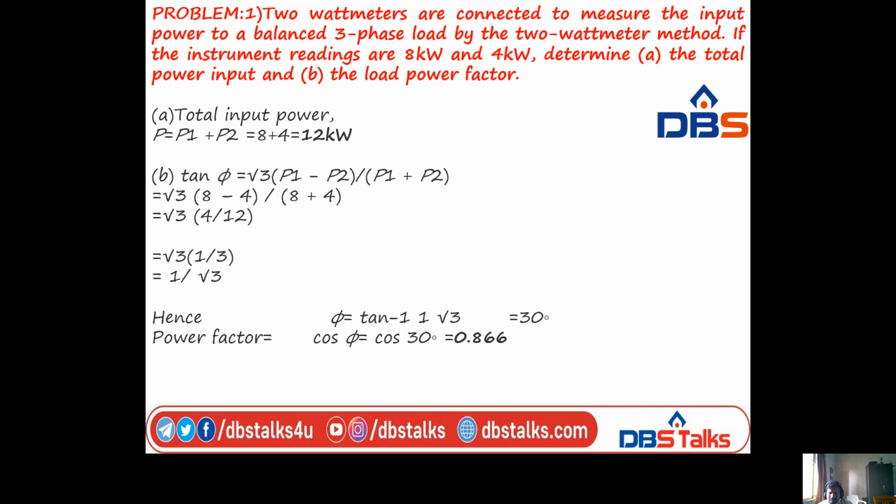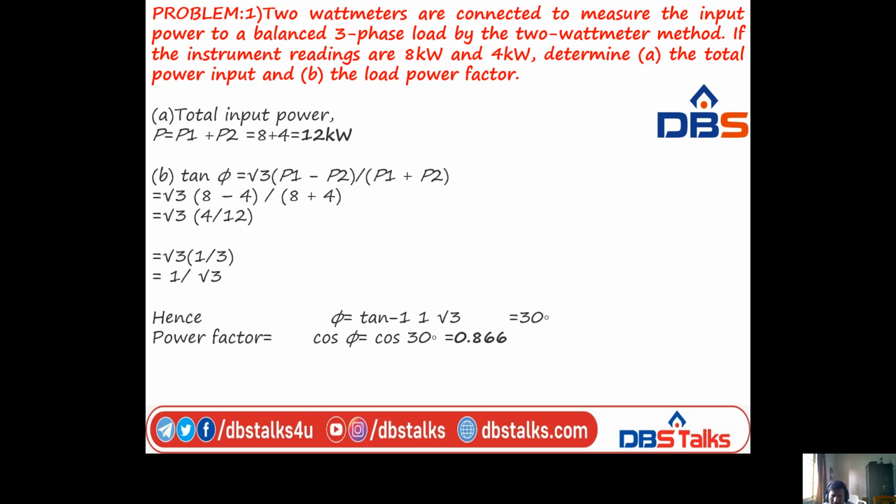Now going to the power factor, how can you find it? We know the formula directly: phi is equal to tan inverse of root 3 times (P1 minus P2) divided by (P1 plus P2). Otherwise, root 3 times (W1 minus W2) by (W1 plus W2), whatever it may be.